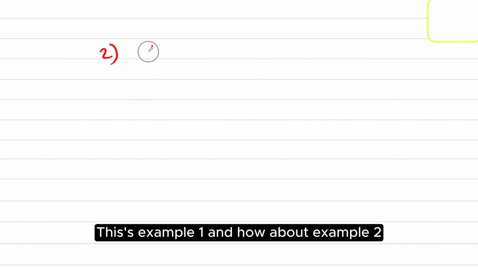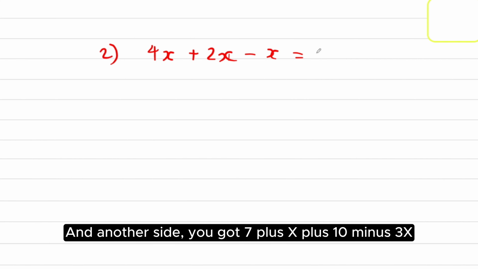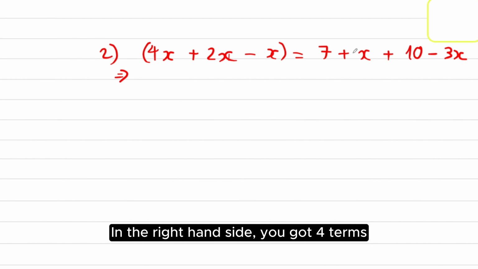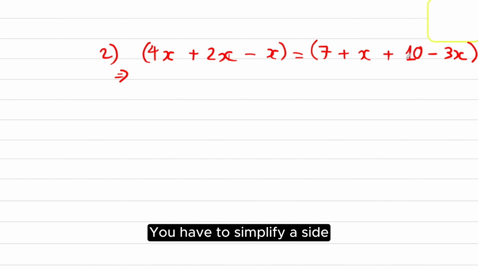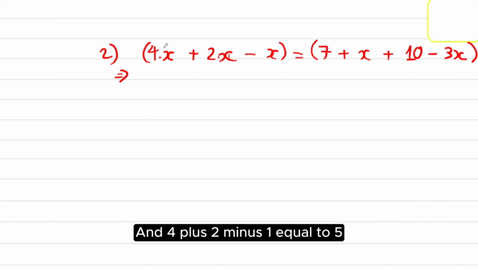And how about example 2? You have this expression here, and on the other side you have 7 + x + 10 - 3x. So on the left hand side you have 3 terms, and on the right hand side you have 4 terms. The first and most important step here is to simplify each side. You have 4 times x plus 2 times x minus 1 times x, and 4 + 2 - 1 equals 5. So that's why you get 5x here.